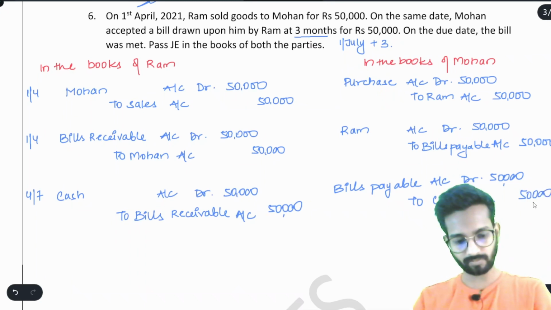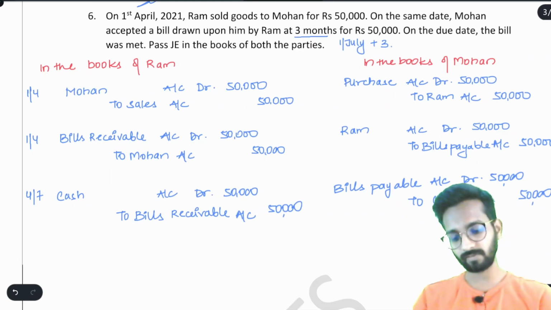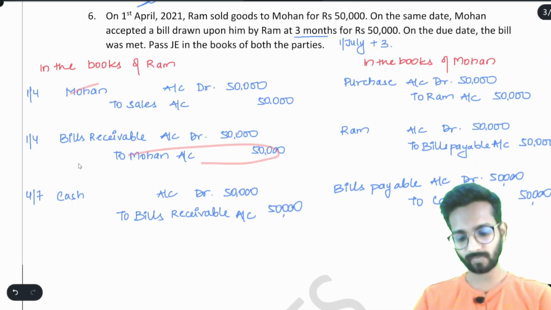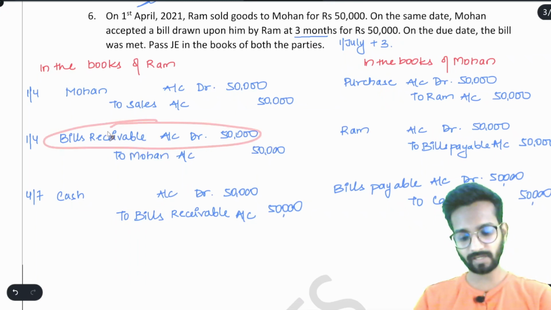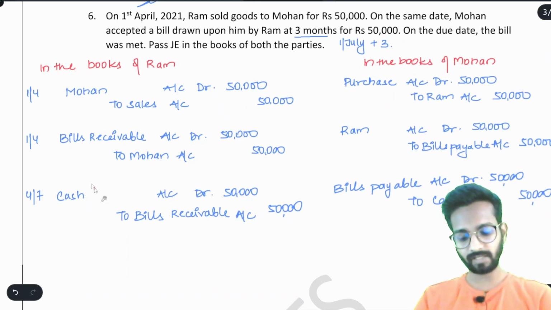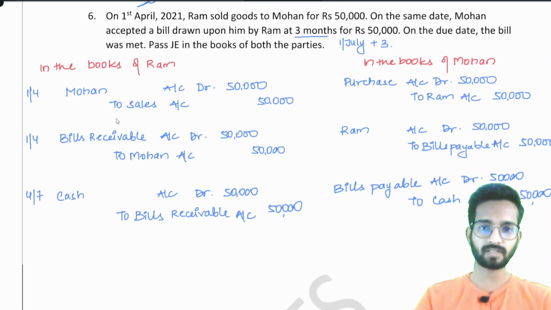50,000, 50,000. If you can understand the flow, understand it. See, Mohan account got debited, Mohan account got credited, over. Now bills receivable account got debited, then bills receivable account got credited, over. What has remained at the end is cash account debit and sales. It means we sold the goods and we have received the money.